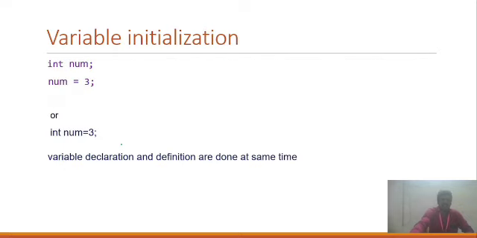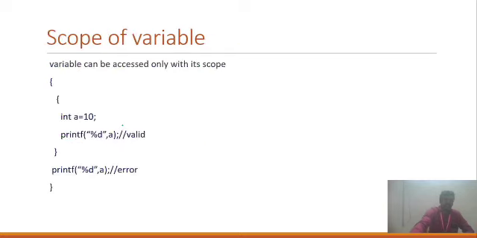Now, variable initialization can be done in two different lines. So when I have this, it is called a variable declaration. And this one is called variable initialization. When I put some value inside a variable, that is called variable initialization. But variable declaration and initialization can also be done in a single line like this: integer number equal to 3. So declaration as well as initialization is done in a single line.